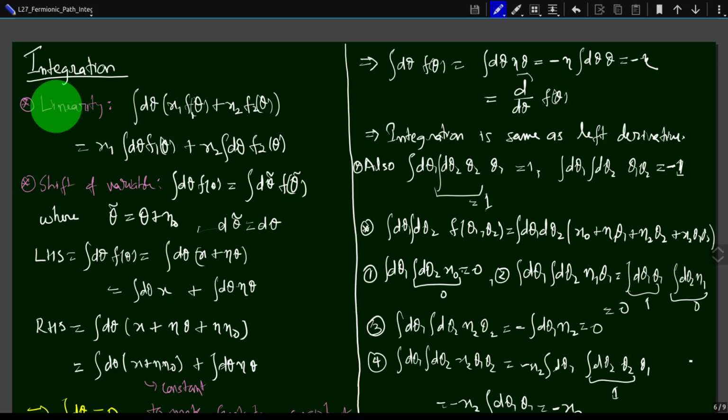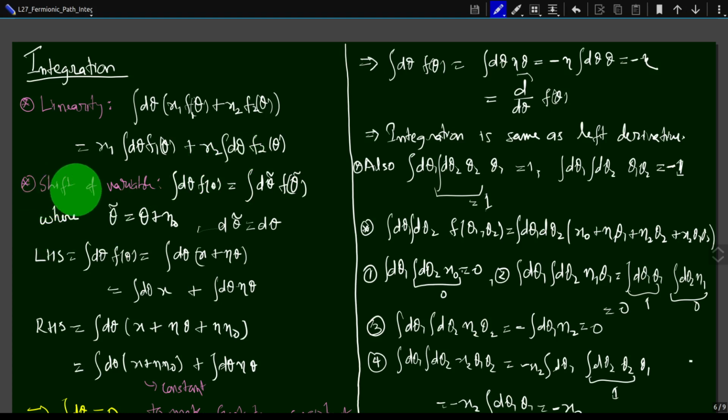Okay. So after having discussed this, let's move on to the integration of Grassmann numbers. Integration has to have certain properties. The first of them is linearity. So this is what I want to define: the d theta integration of x1 f1 theta plus x2 f2 theta will be x1 d theta of f1 theta plus x2 d theta of f2 theta, where x1 and x2 are constants, complex numbers. So this is the linearity property.